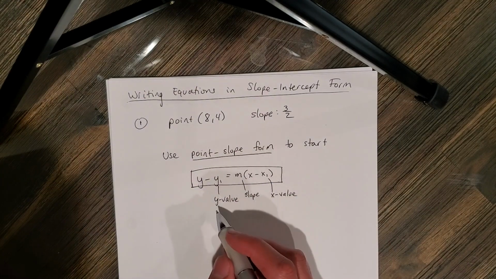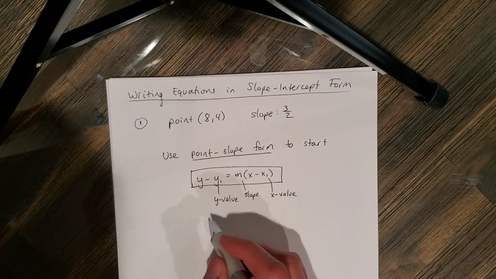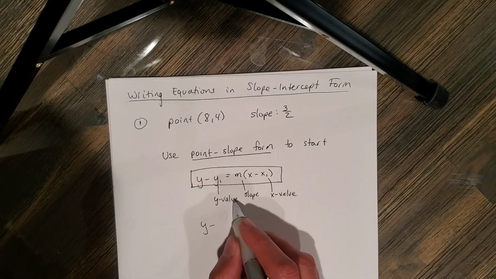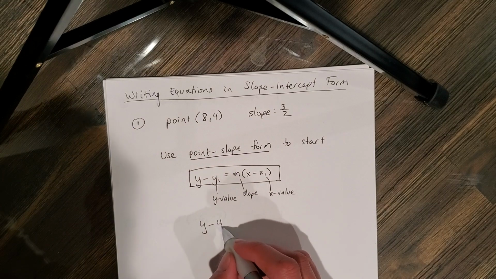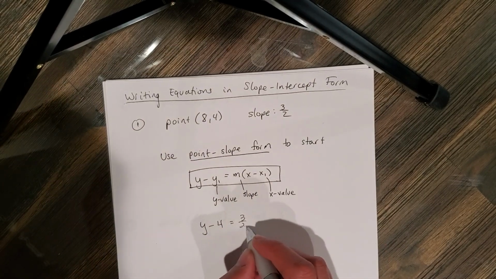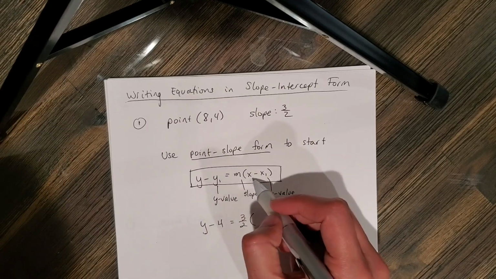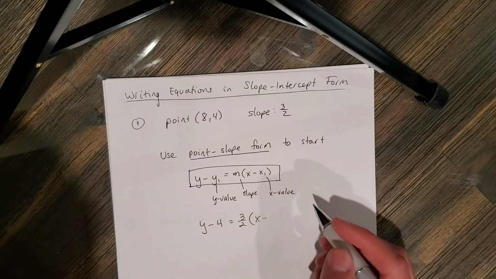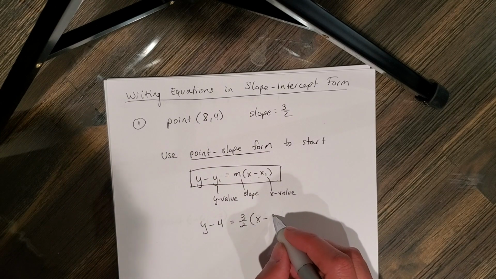So let's go ahead and begin by filling in those numbers. We're going to do y minus the y value, which is 4, equals m, which is the slope. We have it over here, 3 over 2, times x minus the x value, so it's x minus 8.